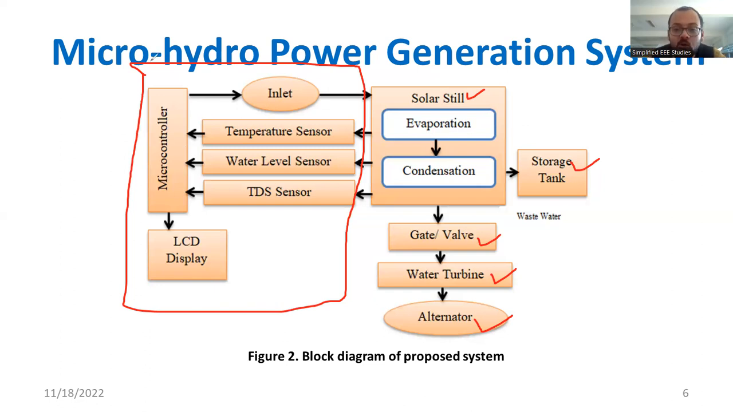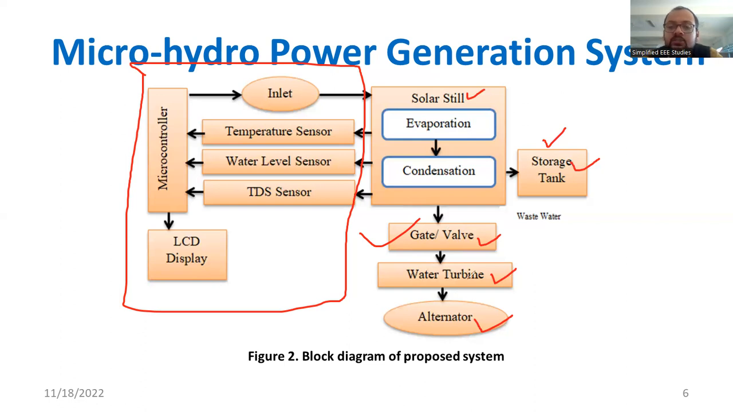The solar still is the major component. The major processes involved in solar stills are evaporation and condensation. The distilled water will be collected in the storage tank. The water which is not being used will pass directly through the gate valve. It will act as a controller unit, and using that control unit, the water flows through the water turbine from a certain height. There are different water turbines like Pelton wheel, Kaplan turbine, and Francis turbine. Here we need to choose the Pelton wheel only.